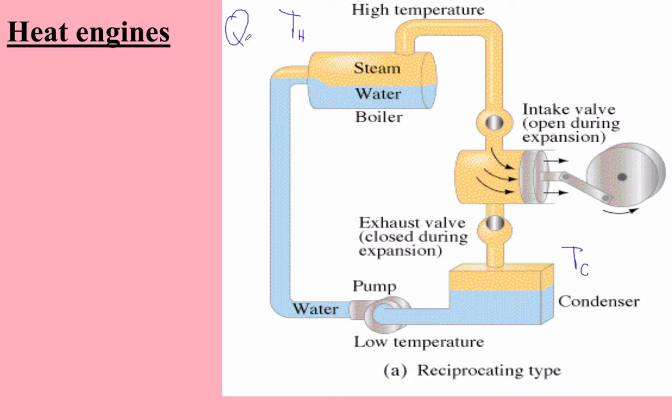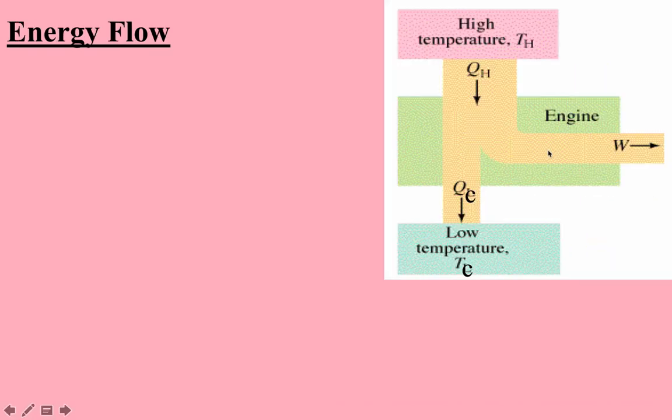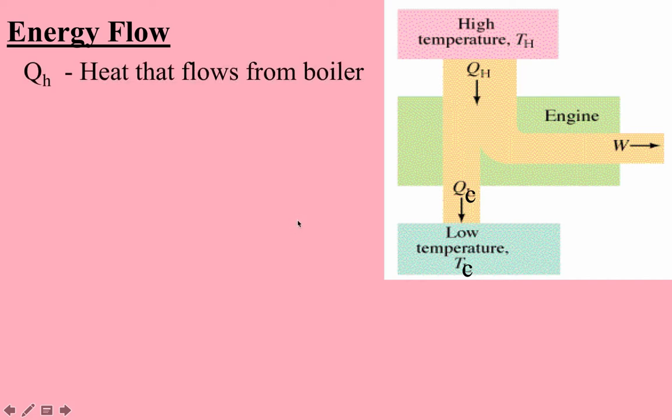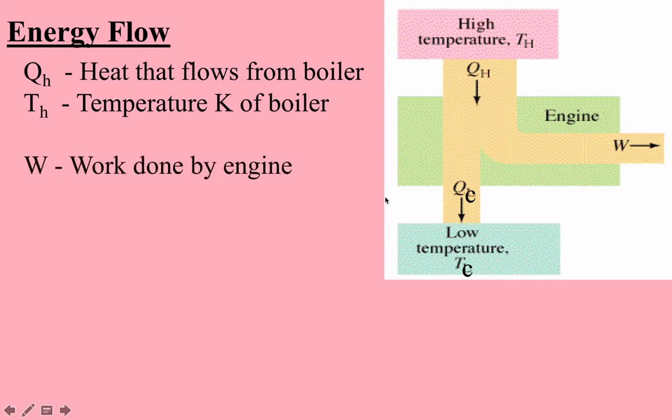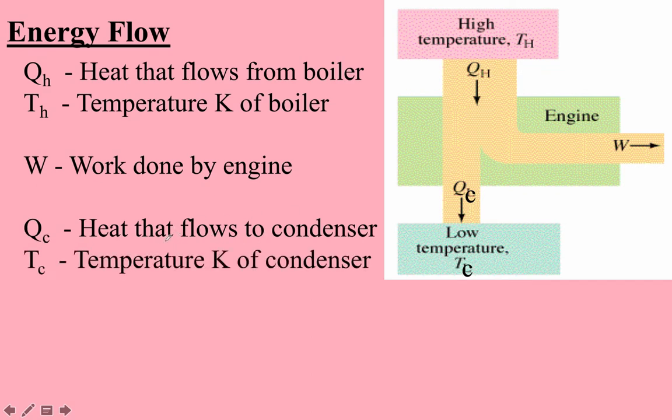Heat always flows from this, we call that QH, and then these engines always waste some heat, and then they do work like that. So we've got work going on, and there's a relationship here. If we conserve energy, QH is the heat that flows from the boiler, TH is the temperature in kelvins of the boiler, W is the work done by the engine, QC is sometimes called the waste heat, and TC is the temperature of the condenser, or the atmosphere. So this is our cool temperature here.